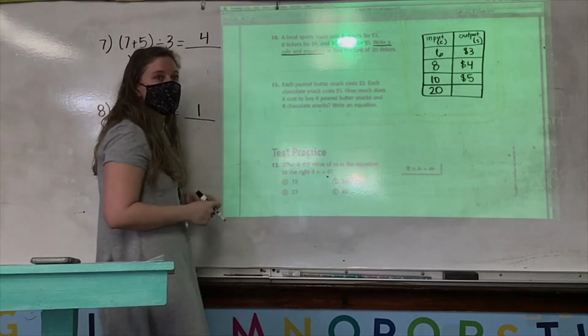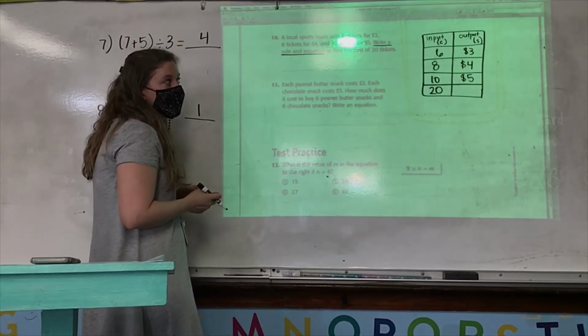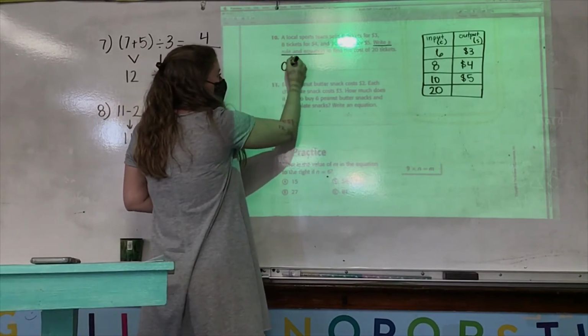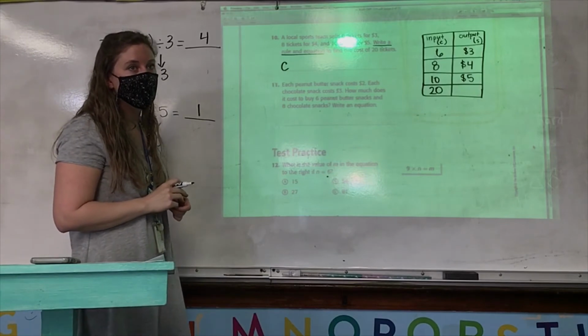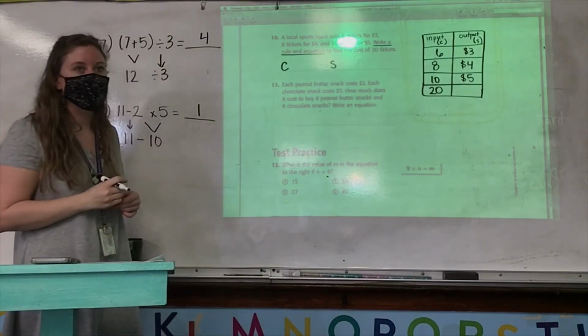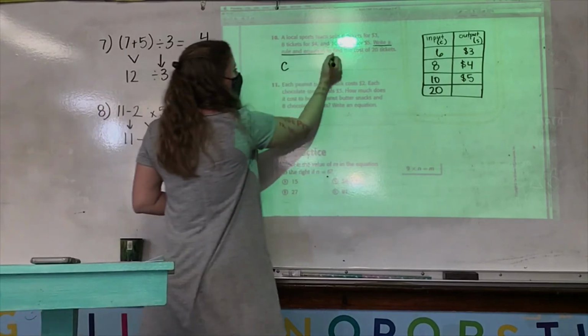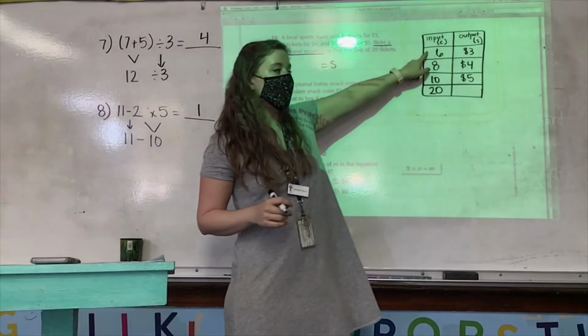So what comes first in our equation? C, the input variable. And then we know, where does the output variable go? At the end. And what goes right before the output variable? The equal sign. Do we know what goes in the middle yet? No. Let's go to our input-output table.